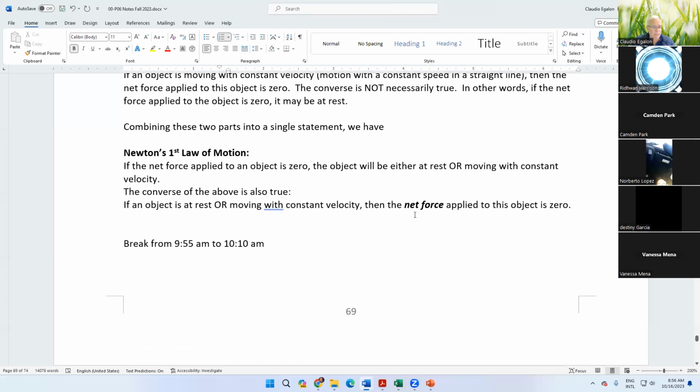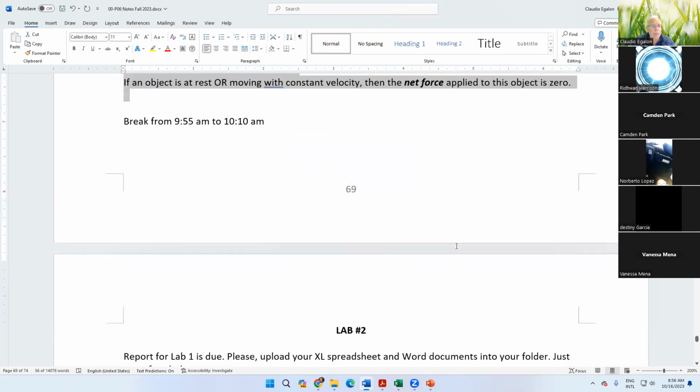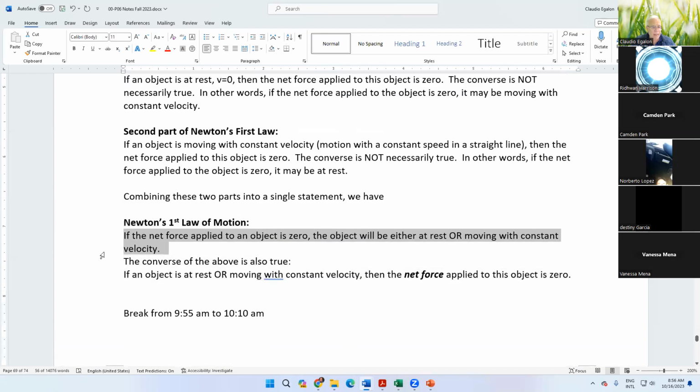So we finally formulated Newton's first law of motion completely. If the net force applied on an object is 0, the object will be either at rest or moving at constant velocity. The converse of the above is also true. If an object is at rest or moving at constant velocity, then the net force applied to this object is 0. Memorize that for the rest of your lives.